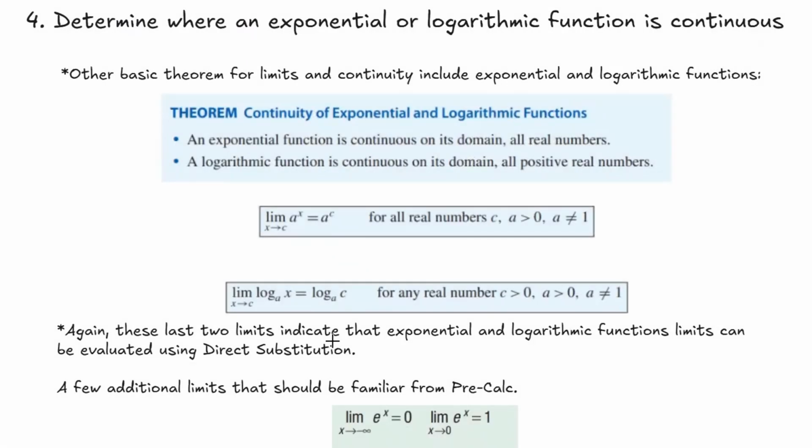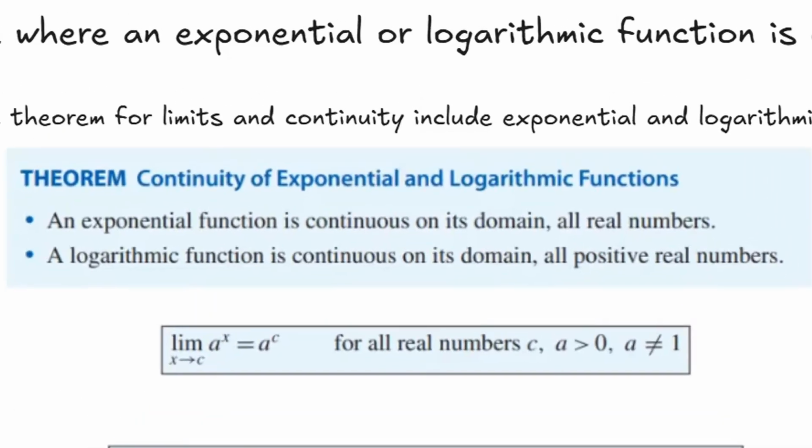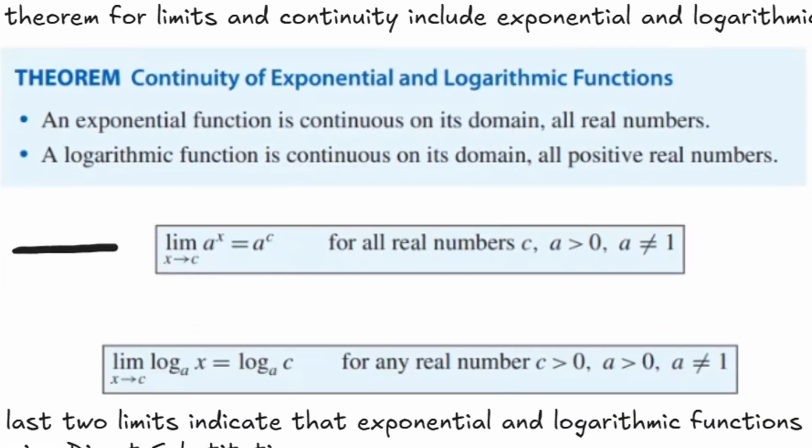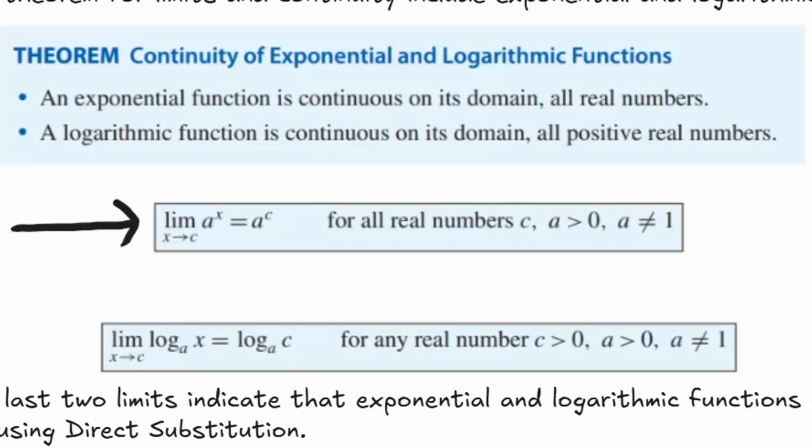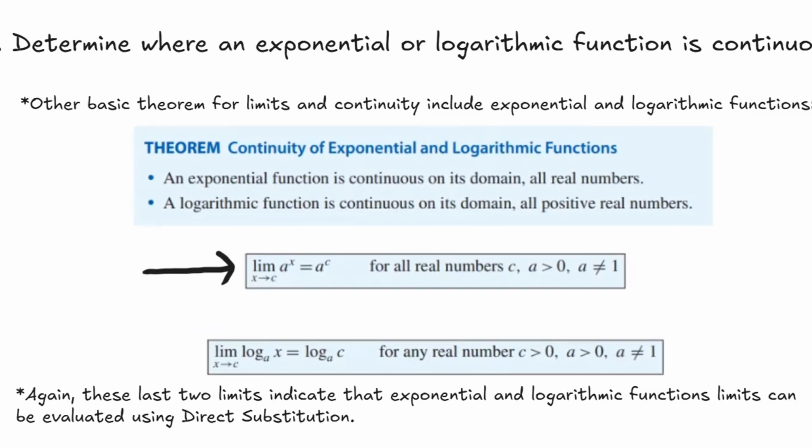Next, we want to talk about where exponential and logarithmic functions are continuous. Another one of the theorems for exponential and logarithmic functions is that exponential functions are continuous on their domains, which are all real numbers, and a logarithmic function is continuous on its domain, which is all positive real numbers. And then another consequence of this is that the limit for an exponential function can basically be evaluated using direct substitution as long as that c value is in its domain. And similarly, for evaluating limits of logarithmic functions, you can evaluate them using direct substitution.